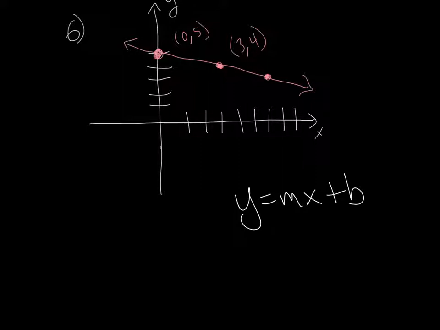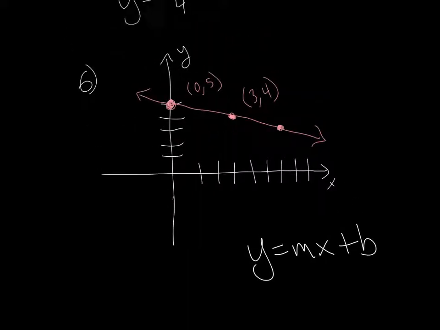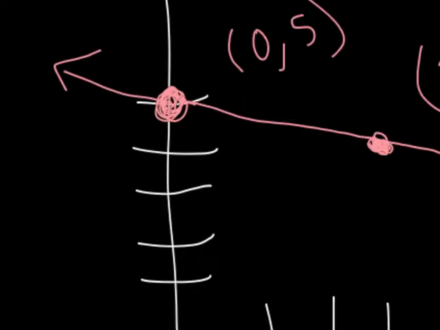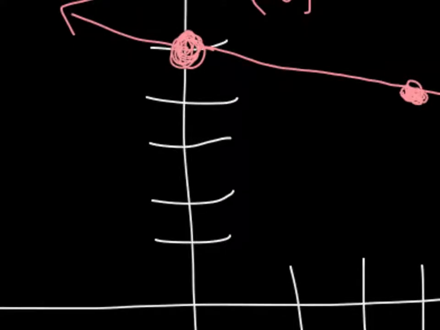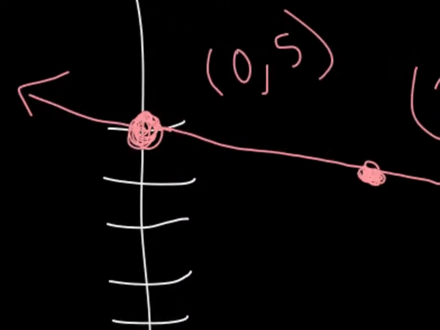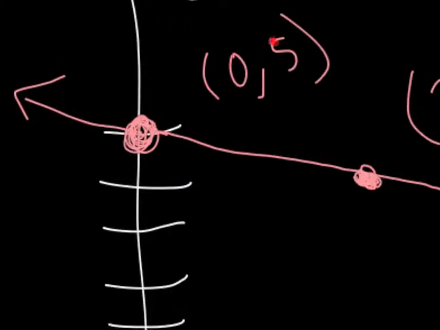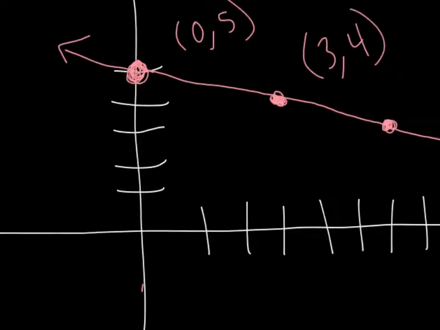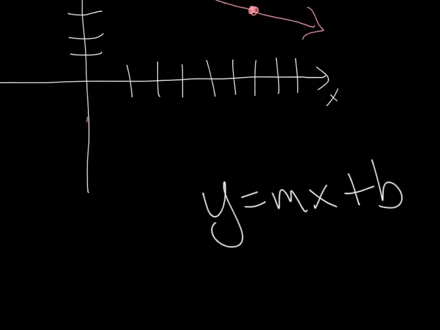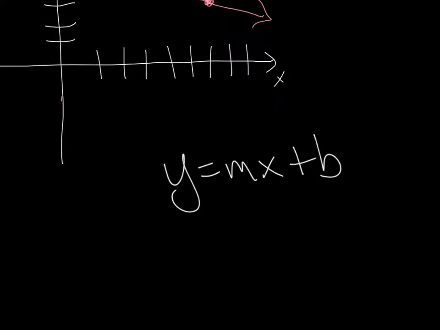The b part, the y-intercept part, that's the easy part. That's where it crosses the y-axis. So if I zoom in on my graph, I can see that it crosses at 1, 2, 3, 4, 5. It crosses at 5 on the y-axis, or you can use the information 0, 5. This is the y-intercept. So I can just replace my b in my equation with 5.